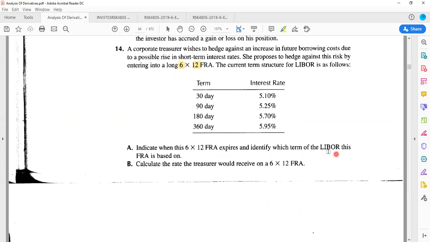In other words, that's the LIBOR rate that the FRA is based on. The FRA is going to be based on a LIBOR rate of 12 minus 6 months, which is 180 days. Okay.